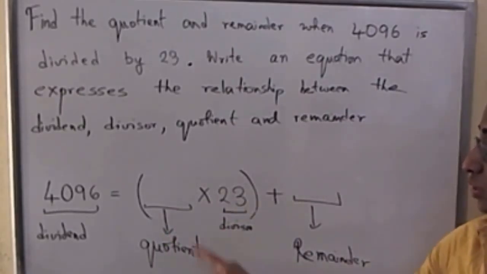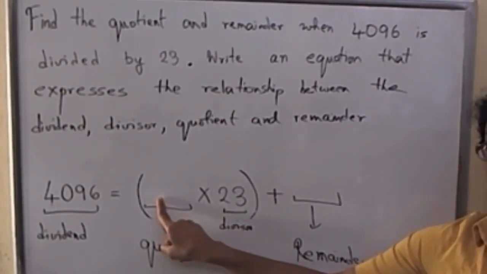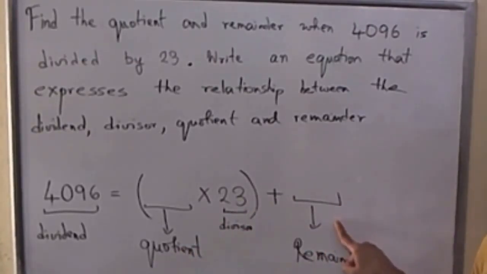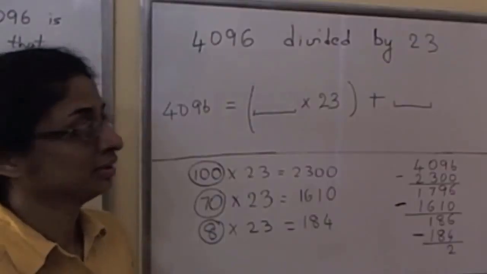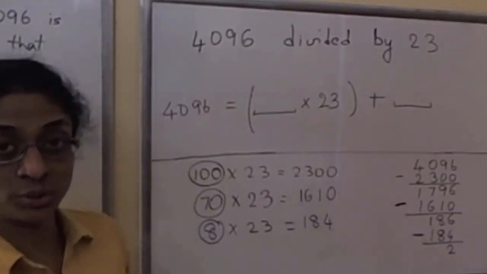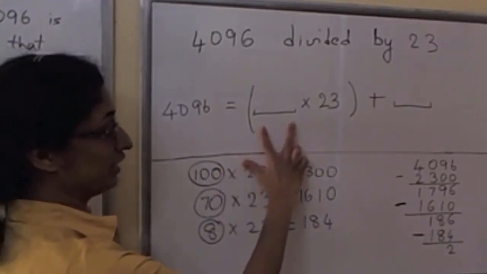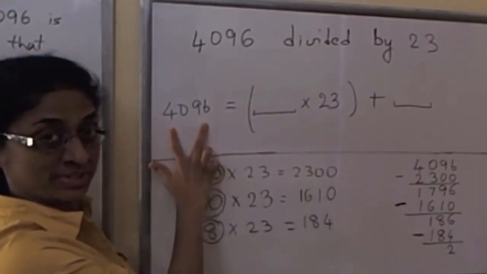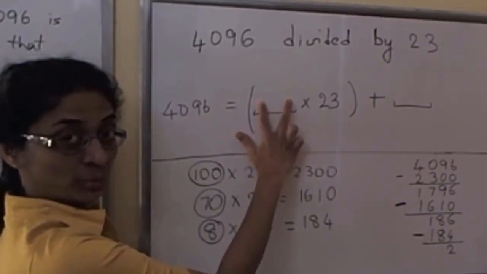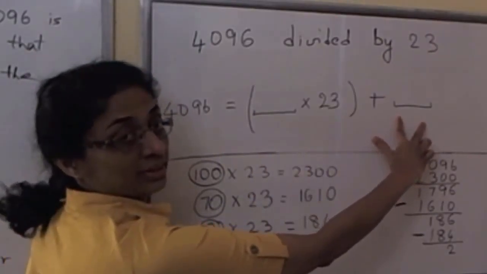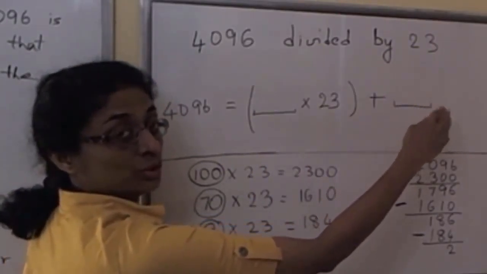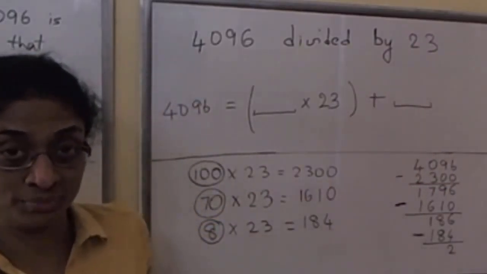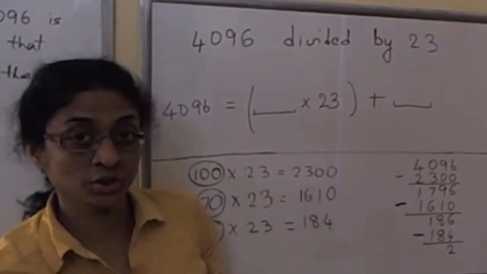So our task now is to figure out what is this maximum number of copies of 23. In other words, what is this quotient and what is this remainder. So let's do that on the other board. So here's 4096 divided by 23. We are looking to fill in these blanks. What is the maximum number of copies of 23 present in 4096? This number would be the quotient. And we're looking to fill in a number for the remainder. It could be 0, 1, 2, 3, any number, but only up to 22 can go in this spot.